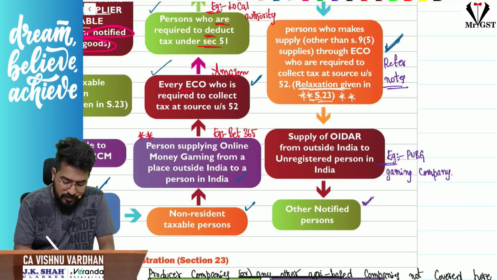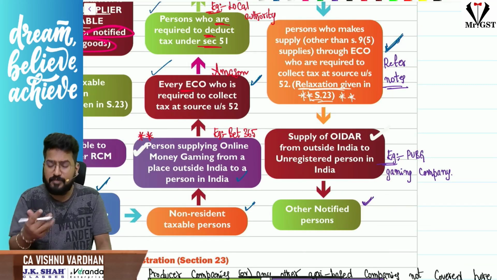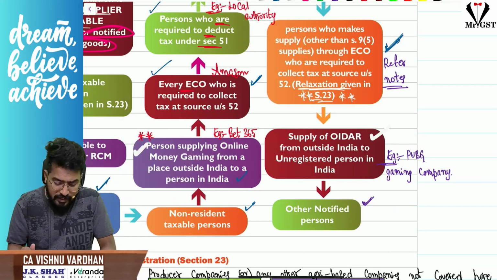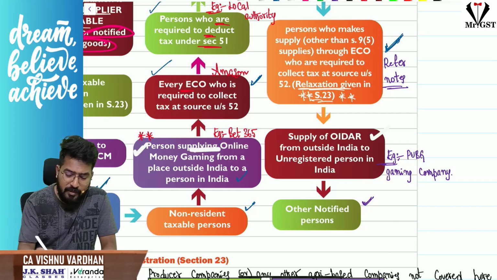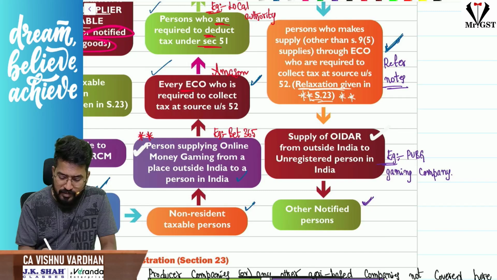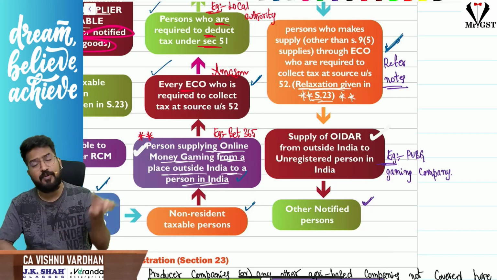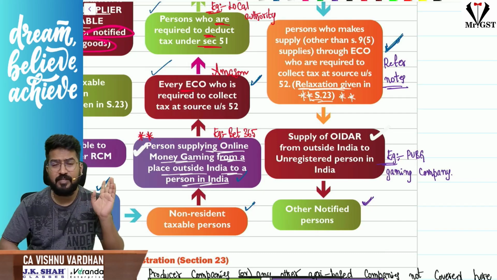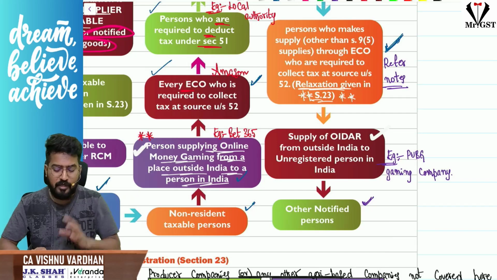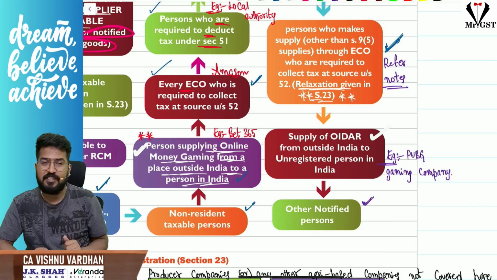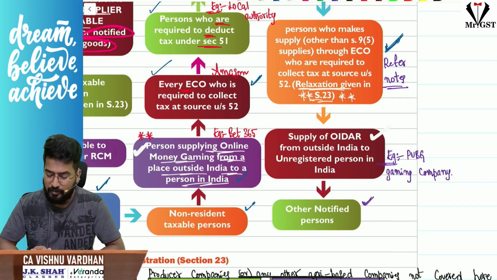Here I discussed the supply of OIDR services, for example PUBG gaming company, or Netflix also you can take. Next, person supplying online money gaming from a place outside India to a person in India. Online money gaming, Bet 365, Rummy Circle kind of games, from outside India. Online gaming is different; online money gaming involves betting. So for online gaming you can take PUBG, and for online money gaming you can take Rummy Circle, Bet 365, Dream 11. If anybody from outside India provides these services to a person in India, they should definitely take registration. Very important, mark it important.